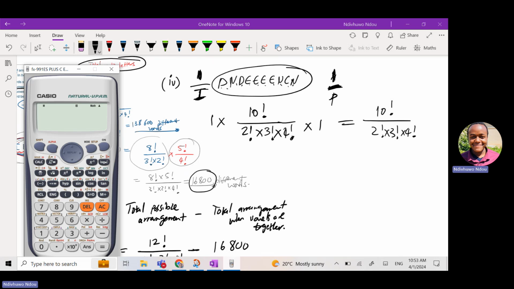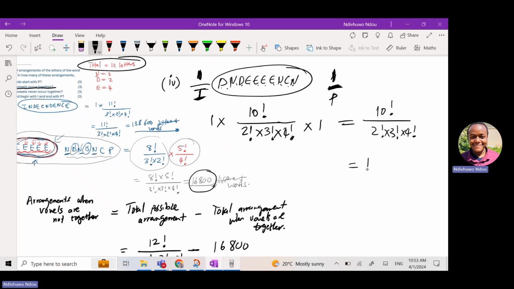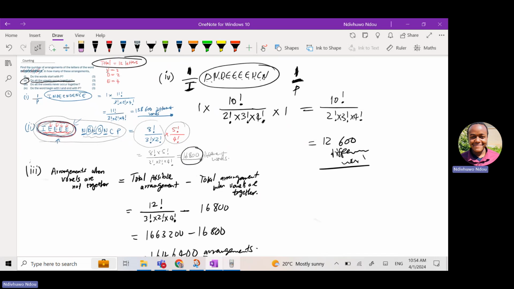So we can just go on our calculator, say 10 factorial divided by 2 factorial times 3 factorial times 4 factorial. Okay, so it will be only 12,600 words, 12,600 different ways that can be formed. Okay, so those are the number of arrangements that are possible.